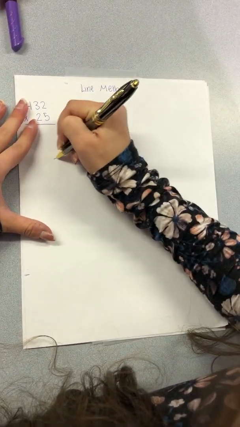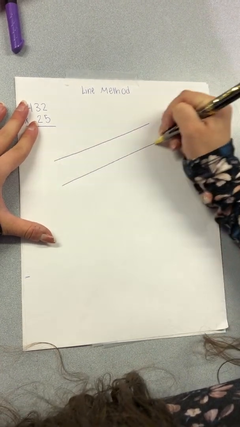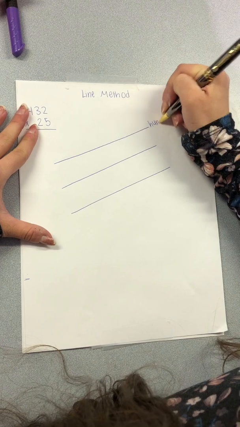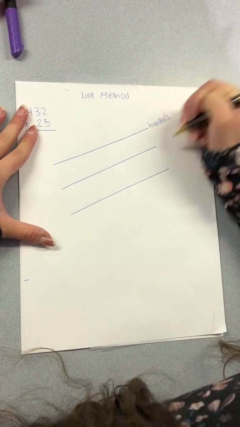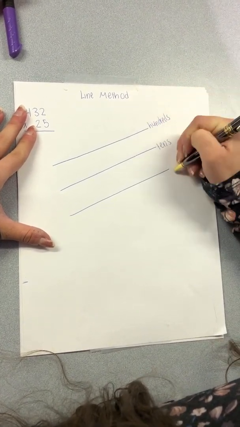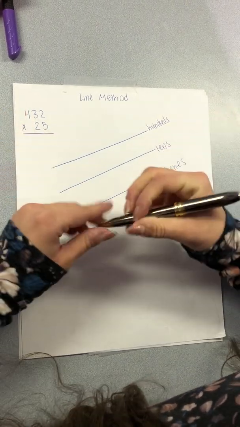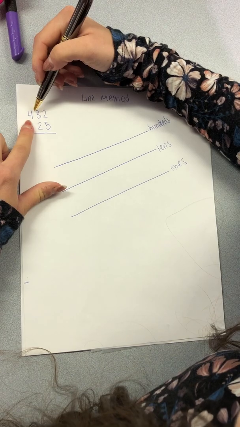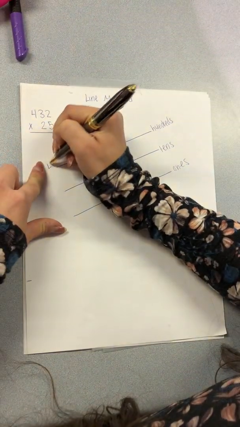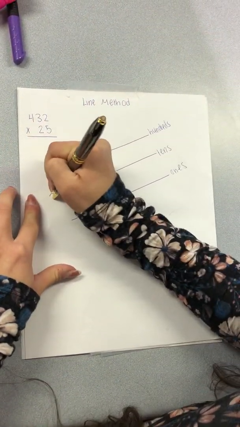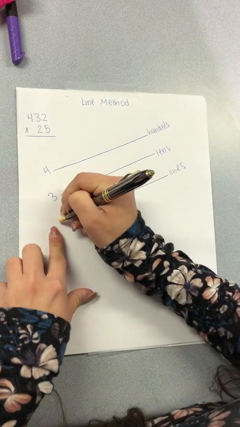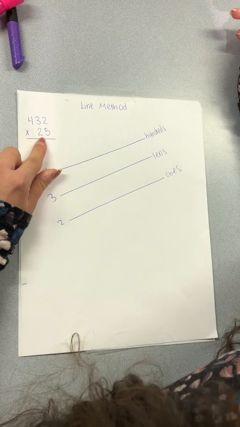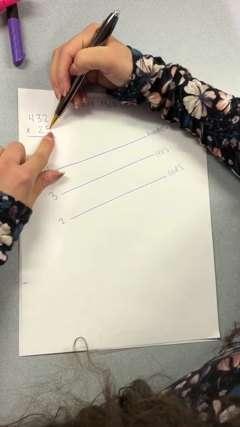So we have 1, 2, 3. And so we have our hundreds, our tens, and our ones. And if we look at our number, we have 4 hundreds, 3 tens, and 2 ones. And there we go. Okay, and now we're going to look at our second number, which is 25.